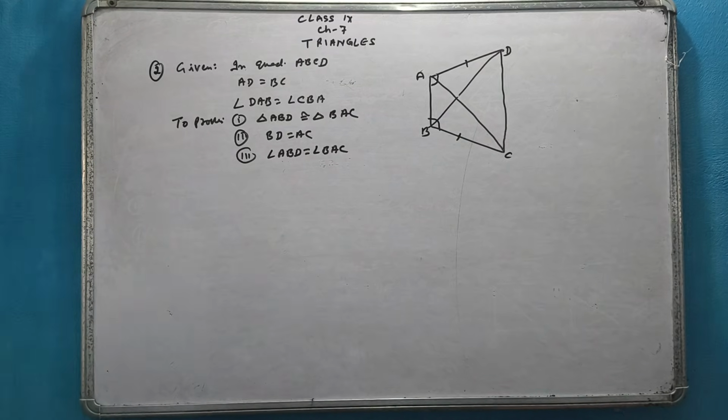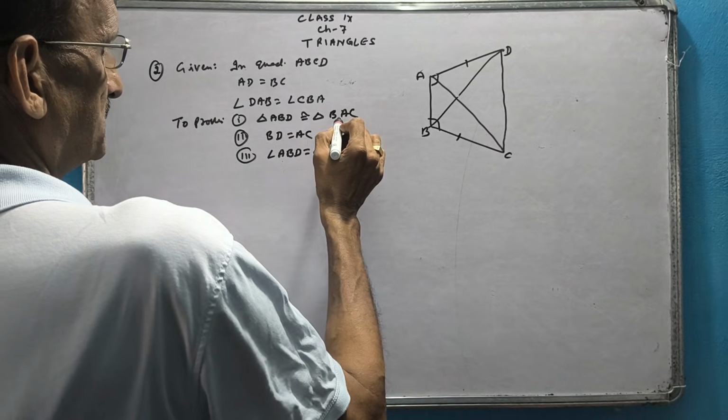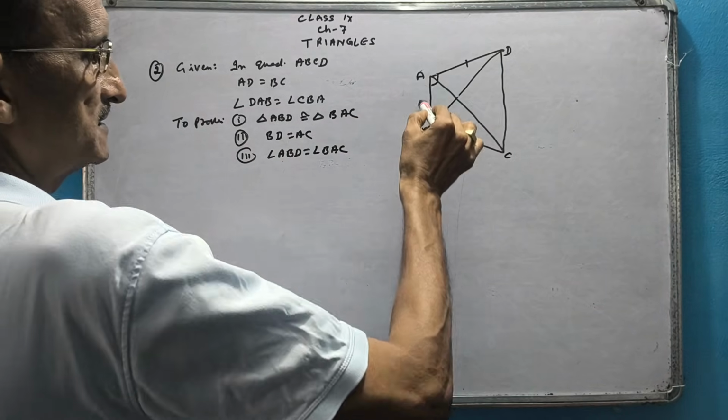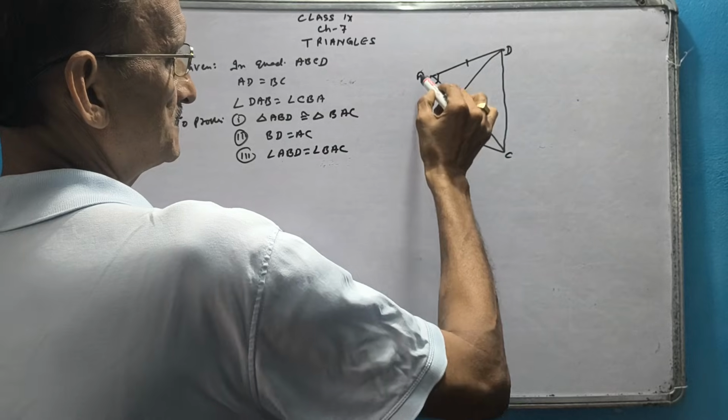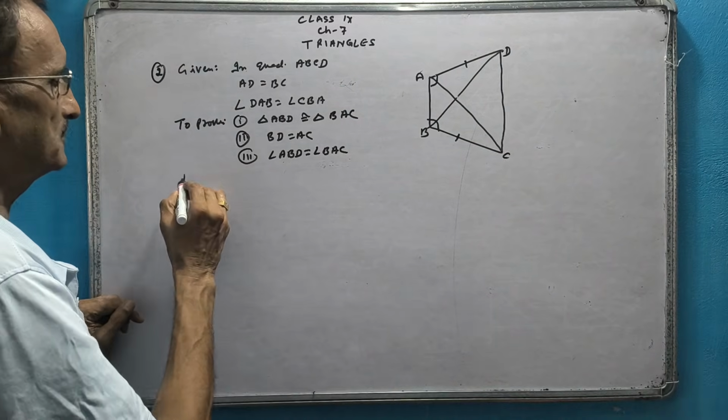Now see, first the target is to prove triangle ABD and triangle BAC congruent. So what will we take? Start the proof now.